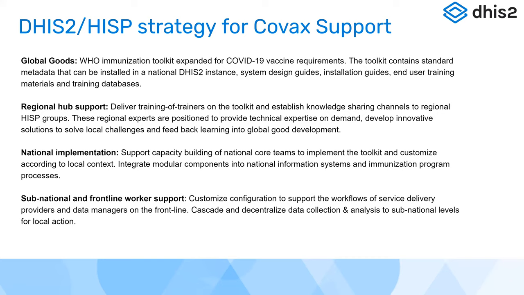So in addition to the global goods, we rely heavily on our regional hub support network. There are 13 different HISP groups that work quite closely with many ministries of health. And they are equipped and prepared to deliver training of trainers or support ministries of health to either customize and adapt the toolkit to the national context as needed, or also to develop some new or innovative, custom solutions that might be required as well. So we'll cover a few of those.